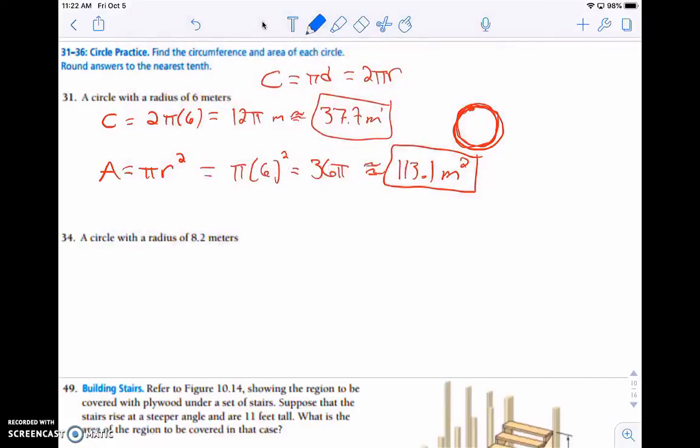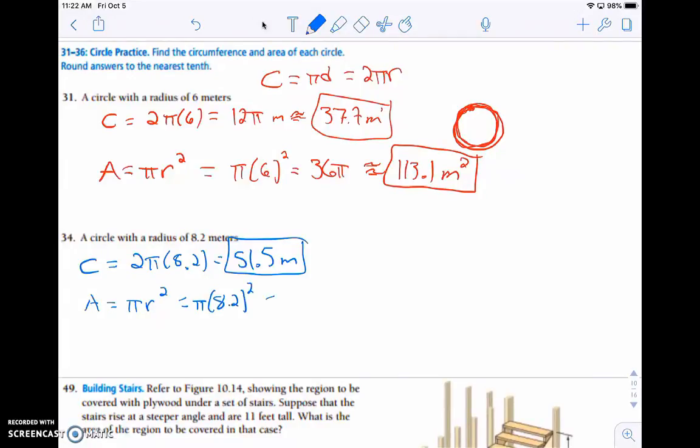Okay, next, if we have a radius of 8.2, so even if you throw a decimal in there, again, every calculation follows the same. Circumference is 2 pi times the radius. And so if I multiply that out, I get approximately 51.5 meters. Again, that's in 1 dimension, the length. The area is pi times the radius squared, and the radius is 8.2 squared. So this comes out to be approximately 211.2 meters squared, because remember, area is always squared because we're in 2 dimensions there.